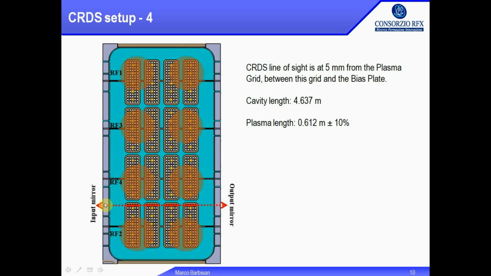Here you can see the position of the line of sight of CRDS, that is the direction of the beam inside the optical cavity. You can see that the laser is passing in front of a bottom group of apertures of the plasma grid, apertures from which the negative ions are extracted. The laser passes at a distance of 5 mm from the surface of the plasma grid, and it is in between the plasma grid and the bias plate, which is here schematized in light blue.